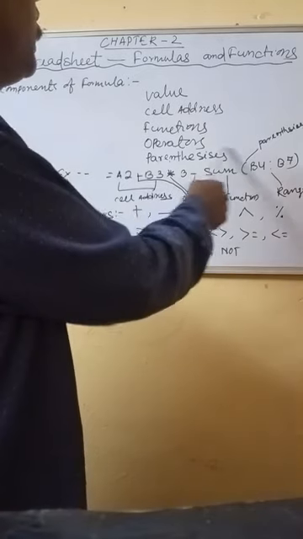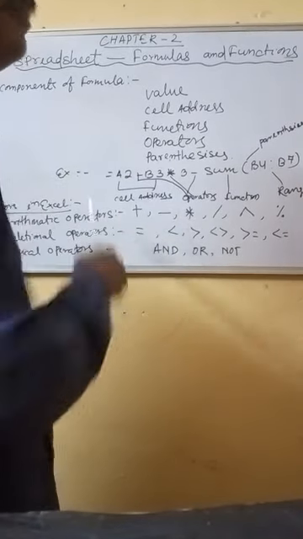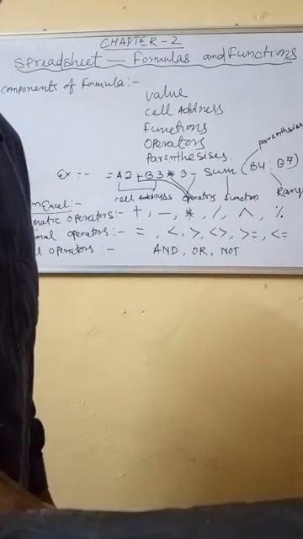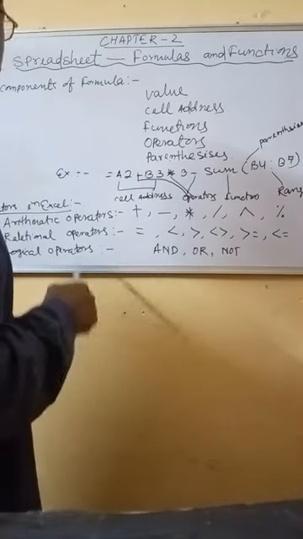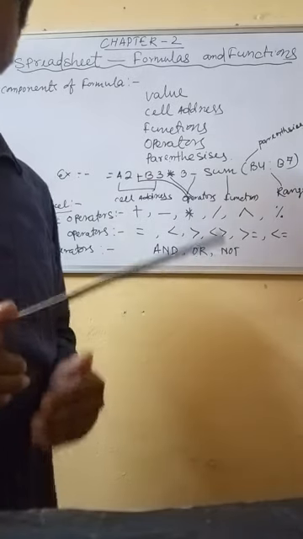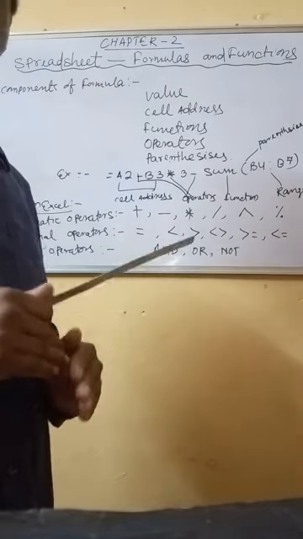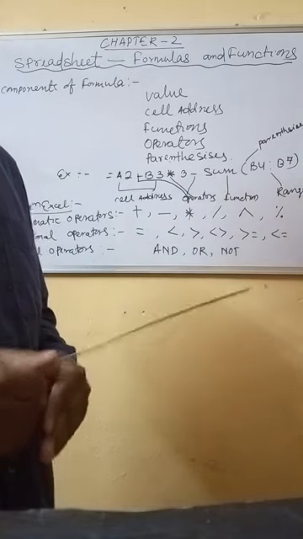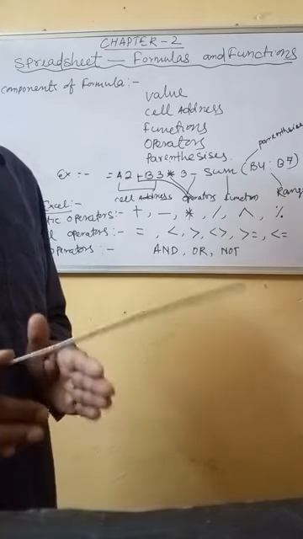So these complete things, all of these, are called your formula. Then the next thing is: what are the operators in Excel? What operators are allowed when you are writing a formula to perform different types of calculation?